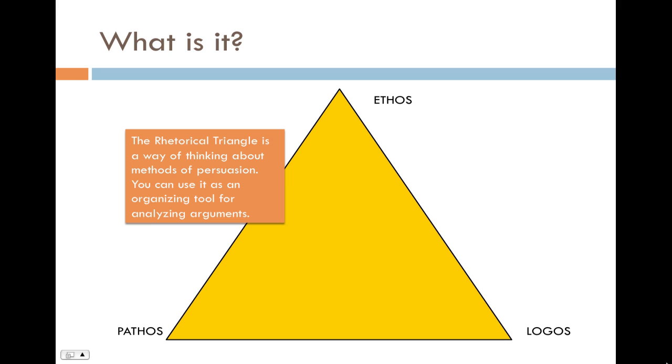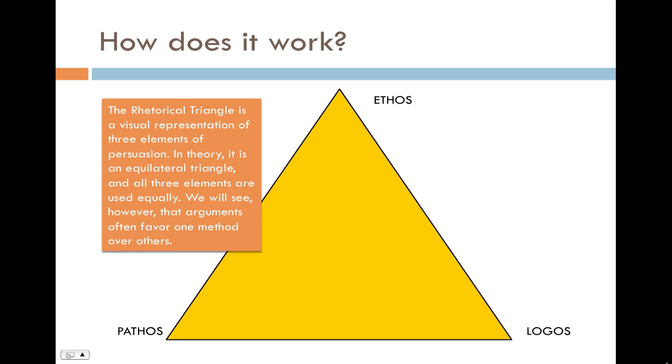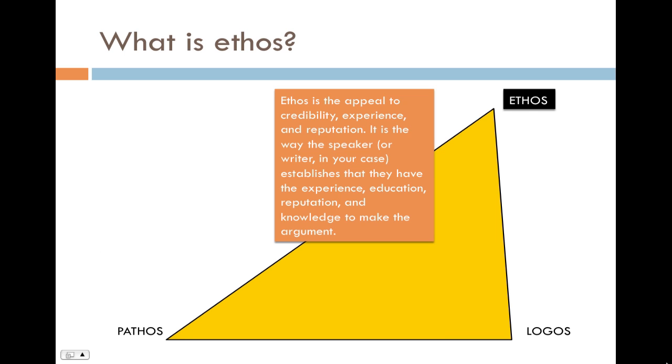The rhetorical triangle is a way of thinking about methods of persuasion. You can use it as an organizing tool for analyzing arguments. And you'll notice it's got three components: ethos, pathos, and logos. The rhetorical triangle is just this. It's a visual representation of three elements of persuasion. In theory, it's an equilateral triangle, and all three of these elements are used equally. But we will see, however, that arguments often favor one method over others.